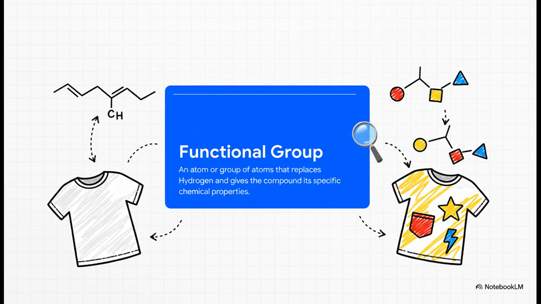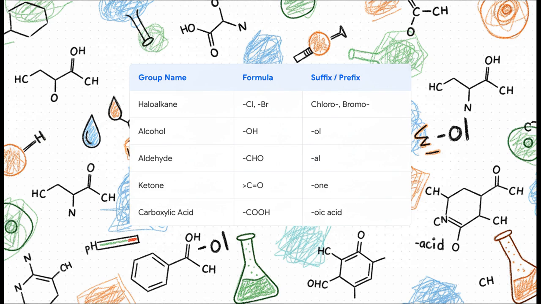They're kind of like accessories. A plain hydrocarbon chain is like a basic t-shirt. But when you add a functional group, it's like adding a cool design or a pocket. It completely changes how it looks and what it does. And here they are. These are the main personalities you really need to know for your exams.